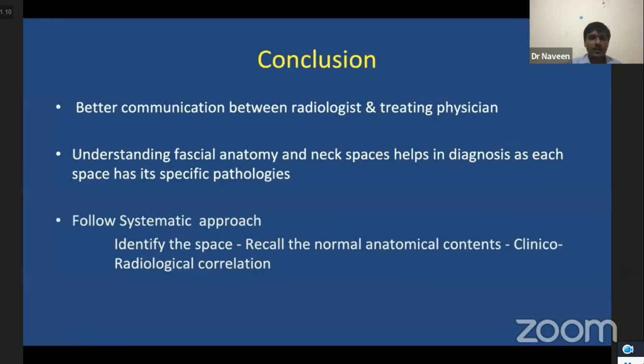In conclusion, describing these neck spaces helps in better communication between the radiologist and the treating physician. Understanding the fascial anatomy of the neck and the neck spaces helps in diagnosis, as each space has a specific pathology. Always remember to follow a systematic approach. First, identify the space, then recall the normal anatomical contents, and finally, based on the correlation with the clinical and radiological features, we can narrow down the differential diagnosis.